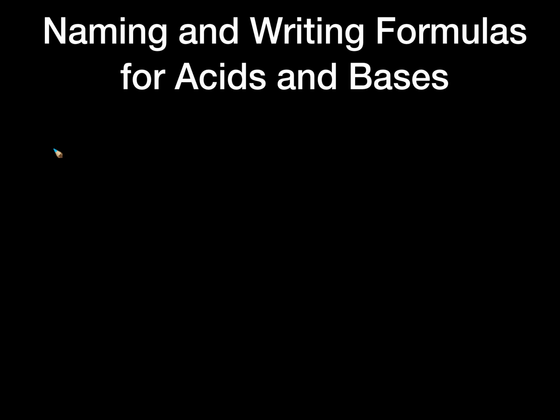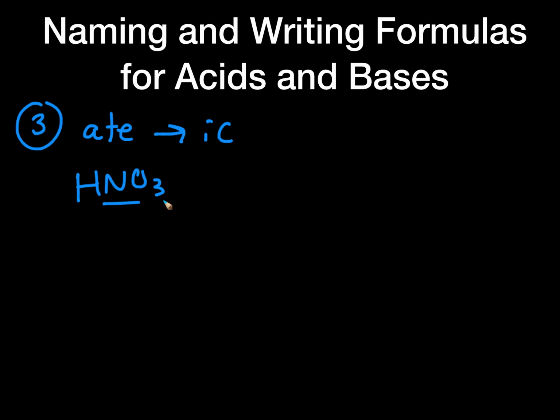In the third rule, if our anion ends in ATE, the ending will change to IC. So say we had HNO3, we know this is nitrate. So since it ends in ATE, this will turn into nitric acid.